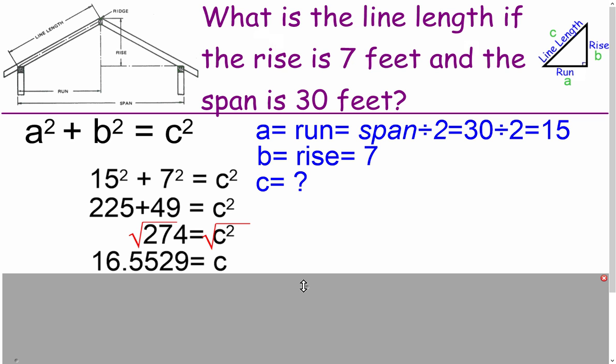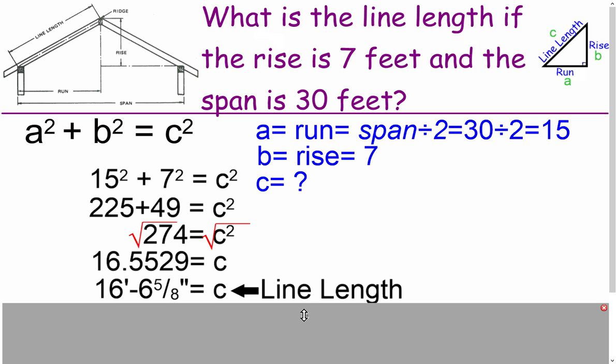So we end up with 16.5529 is c. We can round that to the nearest tenth if they're asking for decimals, or we can go to feet and inches. If we did feet and inches, we get 16 feet and 6 5/8 inches for C, and that's our line length.